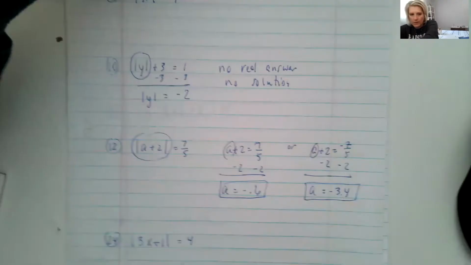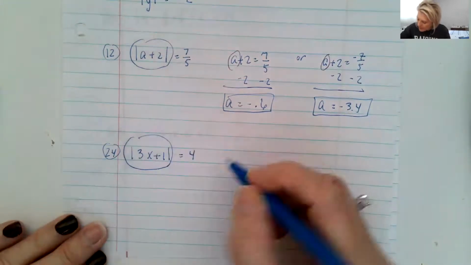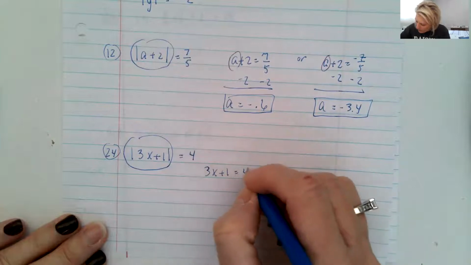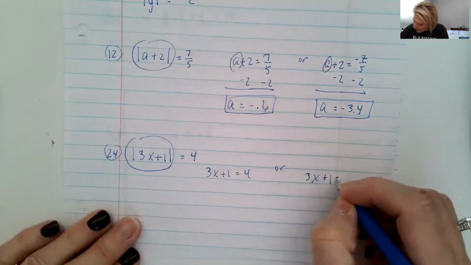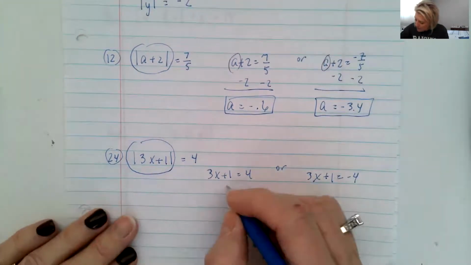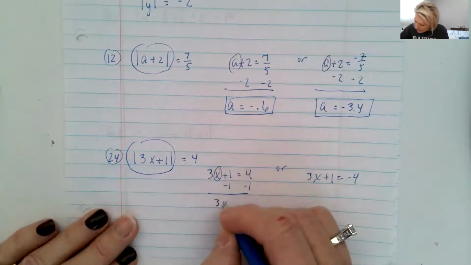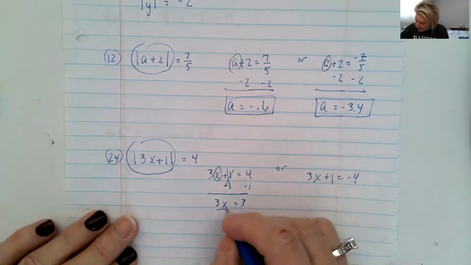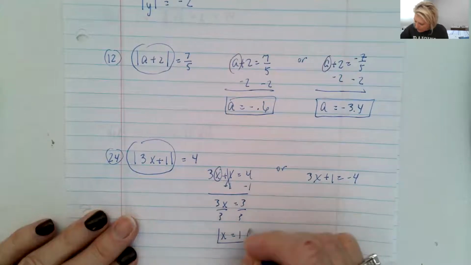Okay, so let's look at number 24. Our absolute value is isolated, so we can say 3x plus 1 equals 4, or 3x plus 1 equals a negative 4. And so we're going to subtract 1, trying to solve for x. We get 3x equals 3. And then we're going to divide both sides by 3. So x equals 1.